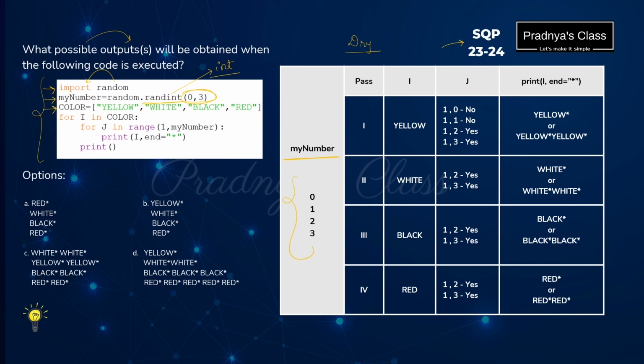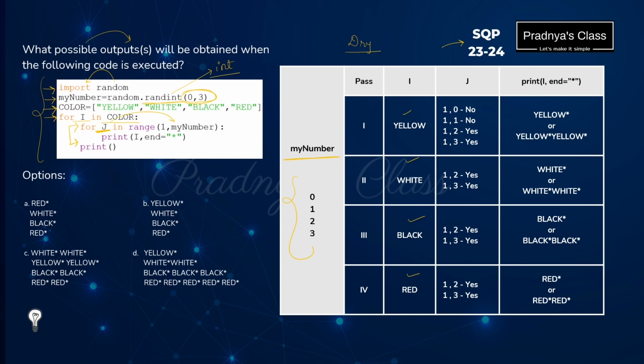Let's move ahead to the next statement. Here is a list with some names of colors: yellow, white, black and red. Look at the for loop. For I in color, I is iterating over the list. So the possible values of I will be yellow, white, black and red. Moving ahead, there is a nested for loop. The inner loop is iterating using the counter variable j.